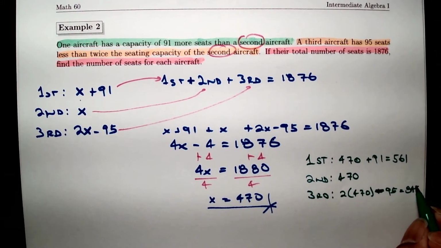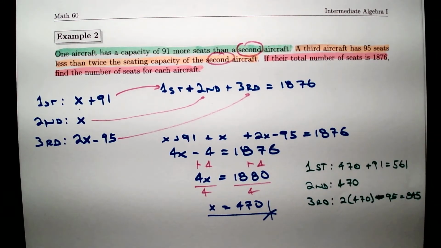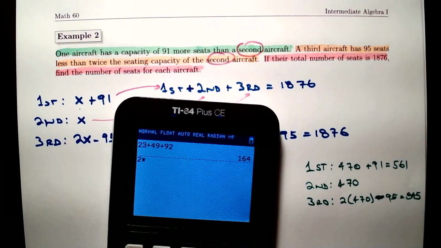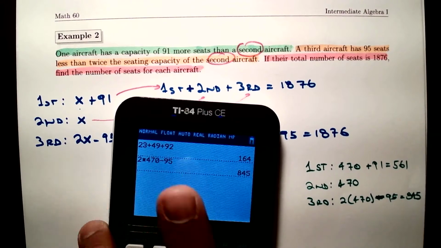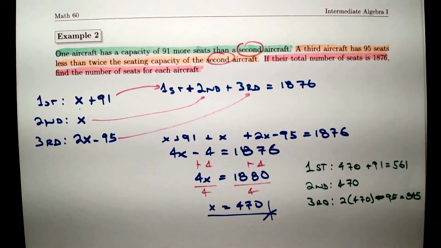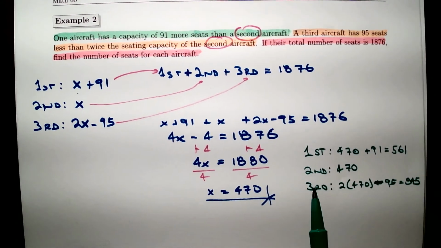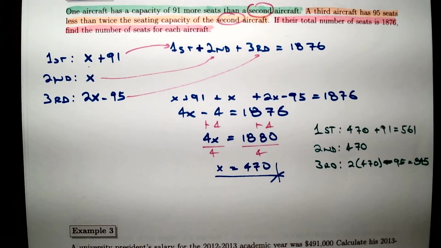If you use a calculator, you should get 845. Okay, let me do it again in the calculator just to verify that we are correct. So 2 times 470, and then minus 95. And that's indeed correct. So that's the final answer again. X is not the answer. The answer is the number of seats for each aircraft.